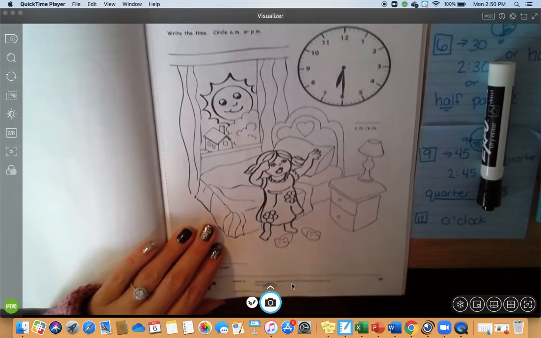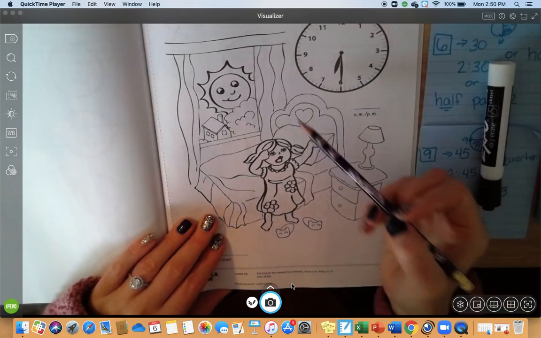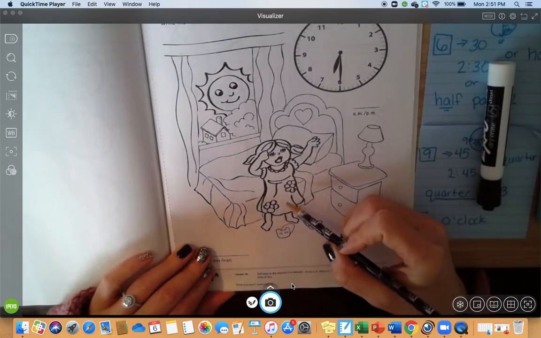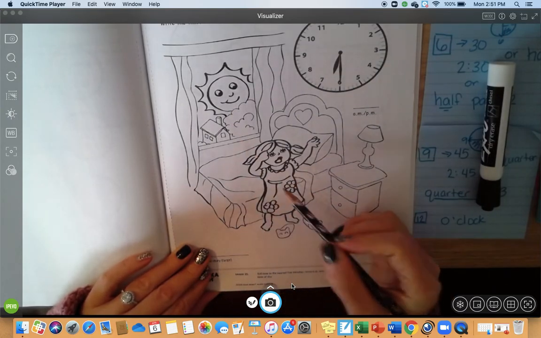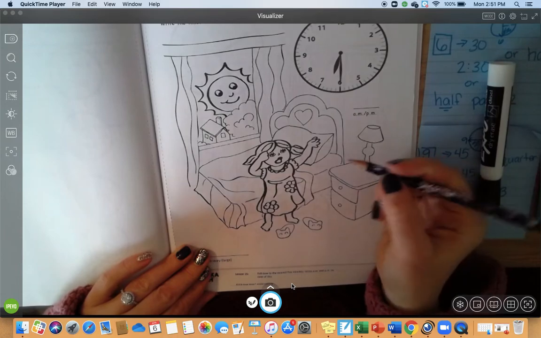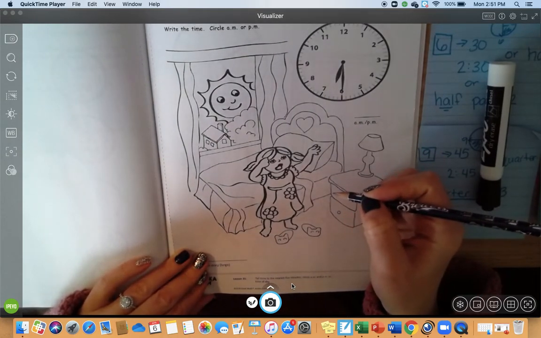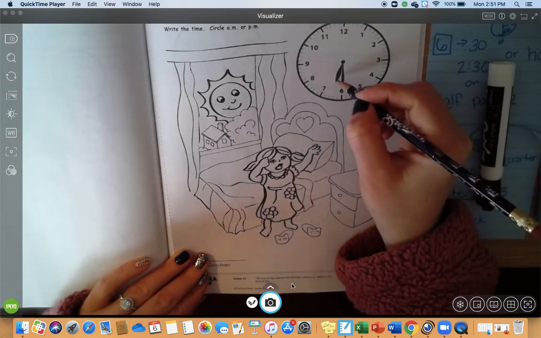So on page 93, it wants you to look at this picture. What is this person doing? It looks like the sun's out. I see some slippers. Looks like she might be in pajamas, and it looks like this girl is stretching. So my inference would be that she just got out of bed. I'm thinking it's AM, but let's look at what the clock says.